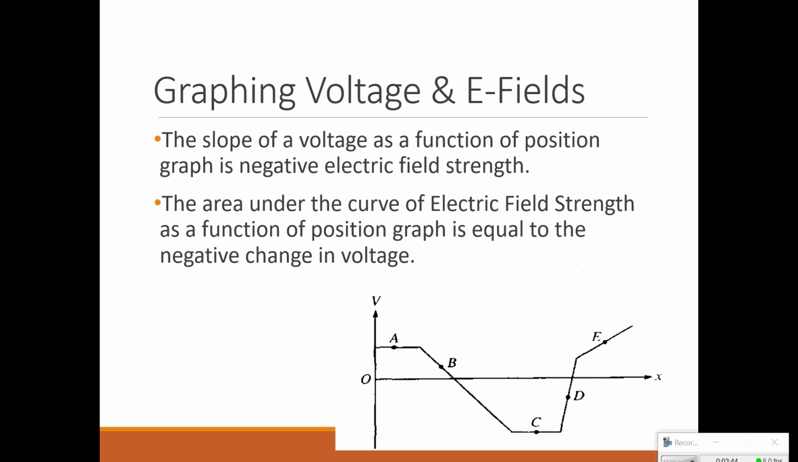If we're looking at trying to figure out the relationship for an electric field strength as a function of position graph, in this situation, it's the area under the curve that's going to give us our change in voltage, and that again will be negative.